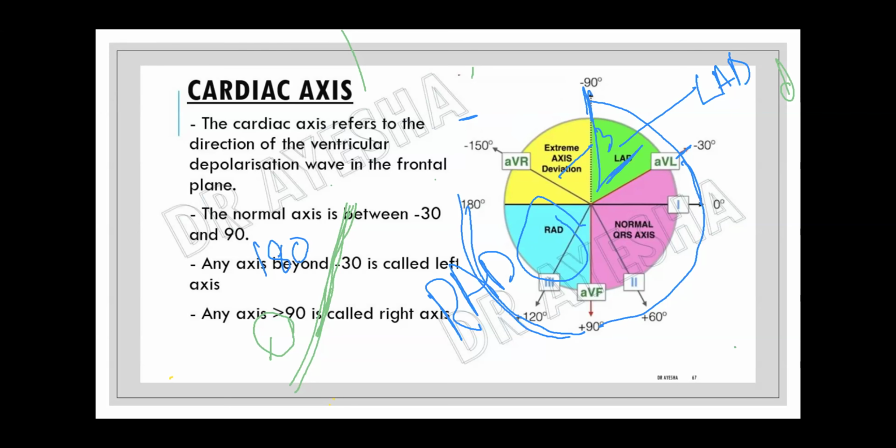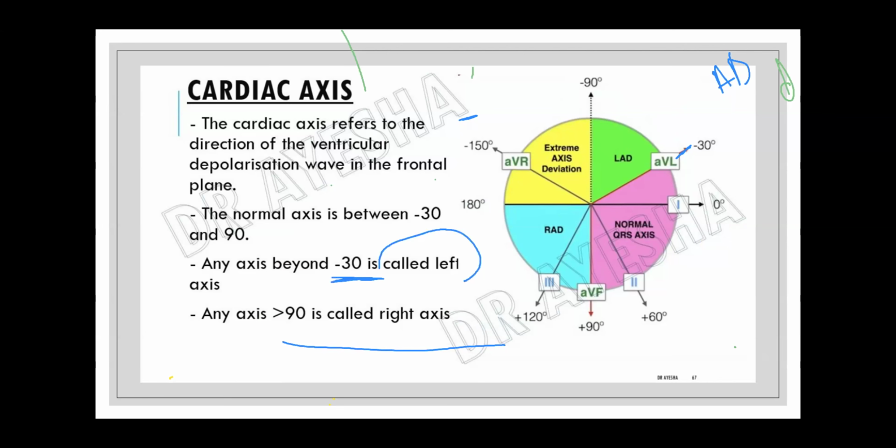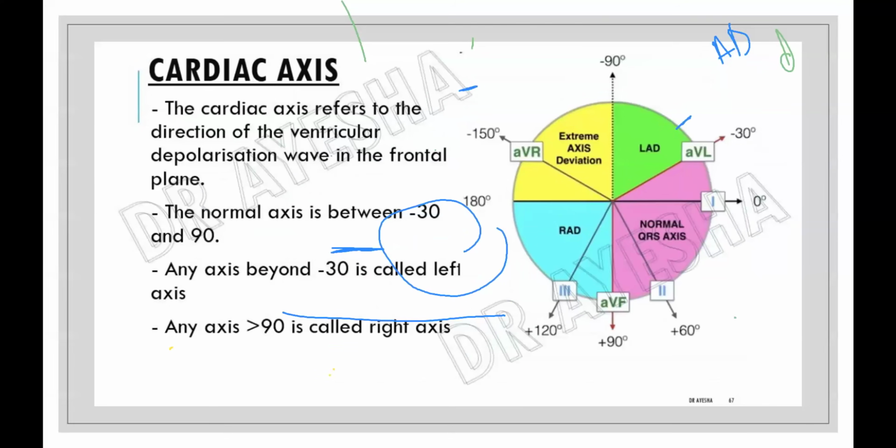Okay, so right axis is completely this side. If it is up to 180, it is right axis. If it is beyond 180 to minus 90, the yellow shade tells you extreme axis deviation, also called extreme right axis deviation. For simplicity, if it is more than plus 90, it is called right axis. If it is beyond minus 30, it is called left axis. The normal range is minus 30 to 90.